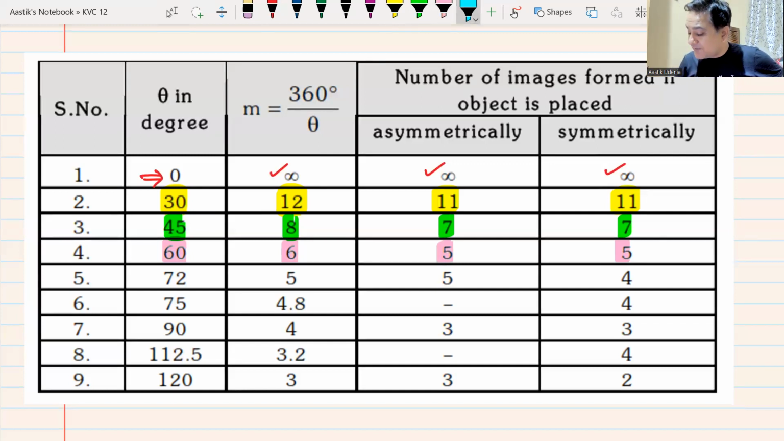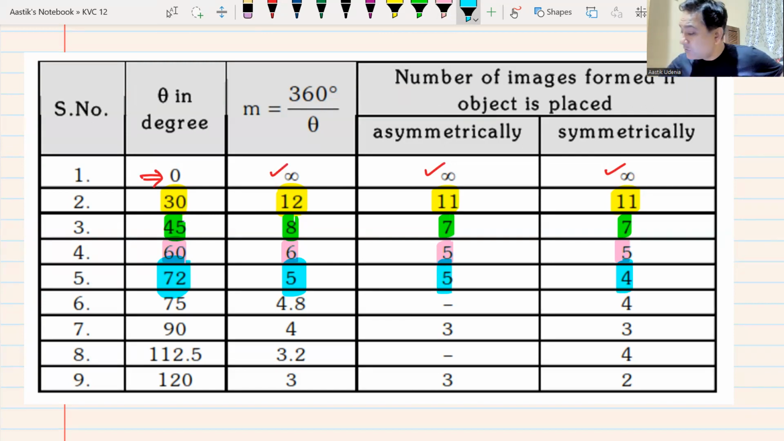Now the first odd one: 72 degrees. 360 by 72 is 5, odd. So if I place it symmetrically, then I will have n minus 1, which is 4. If I place it asymmetrically, I will have 5, which is equal to n.